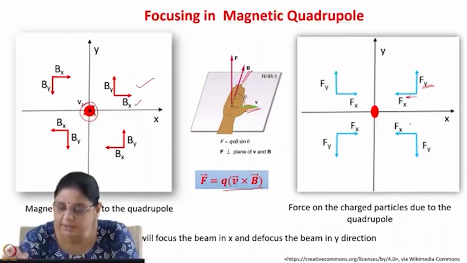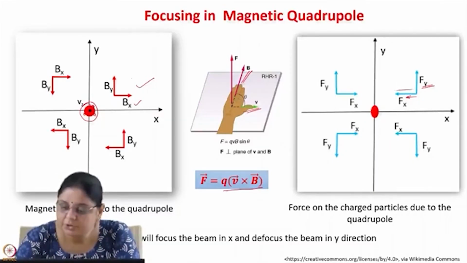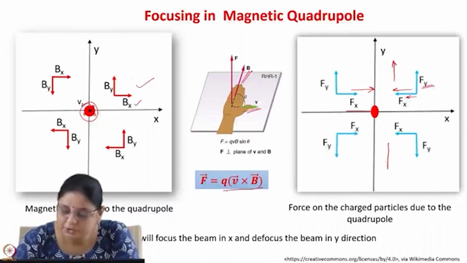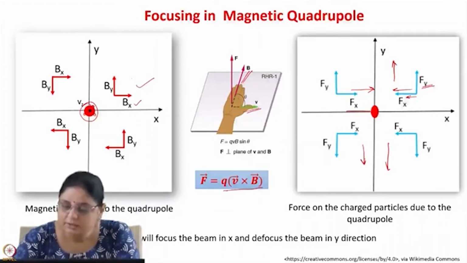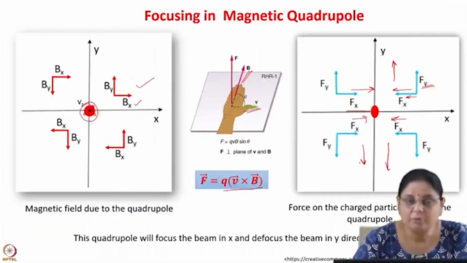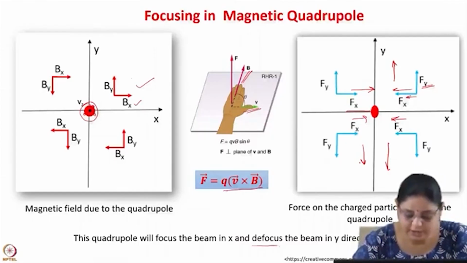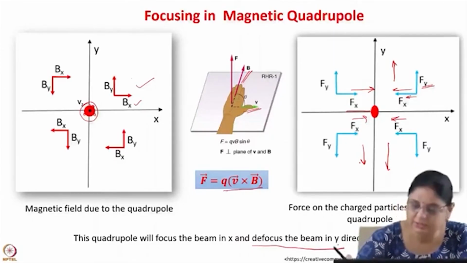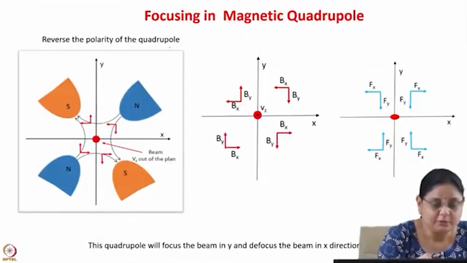We can see from here that this beam, due to this configuration of quadrupole or this configuration of fields, is pushed towards the axis in the x direction, whereas in the y direction it is pushed away from the axis. So such a quadrupole focuses in the x direction and defocuses in the y direction. Thus we can see that a magnetic quadrupole focuses in the x direction and defocuses the beam in the y direction. Now let's reverse the polarity of the quadrupole.